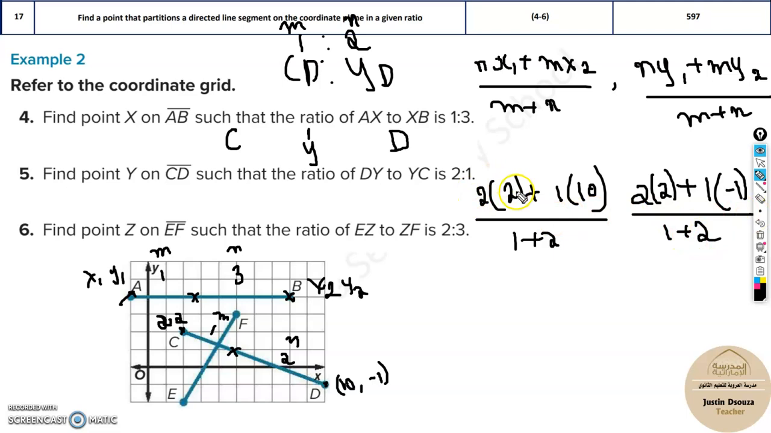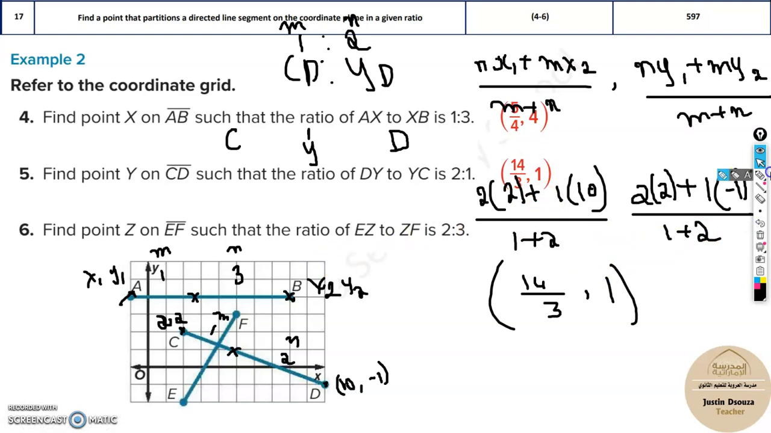Let's solve this. 4 plus 10 is 14, divided by 3. This is the x coordinate. What about the y coordinate? 4 minus 1, that is 3, divided by 3. That is equal to 1. So this is the answer: 14 divided by 3, comma 1.